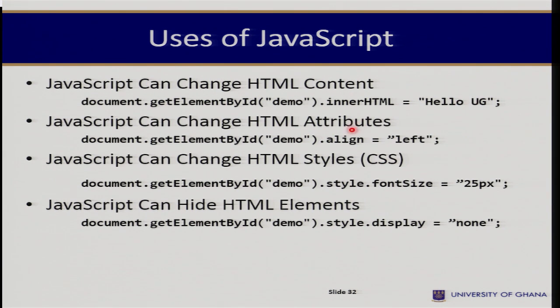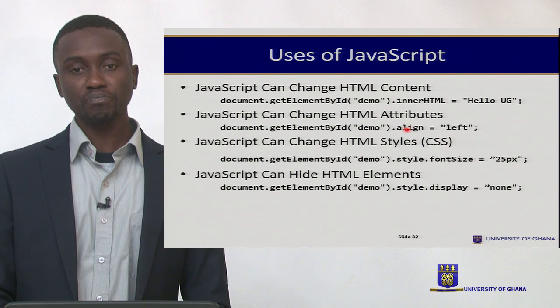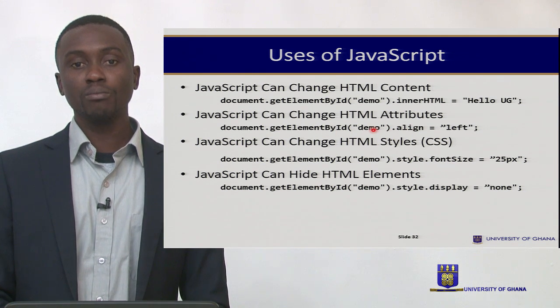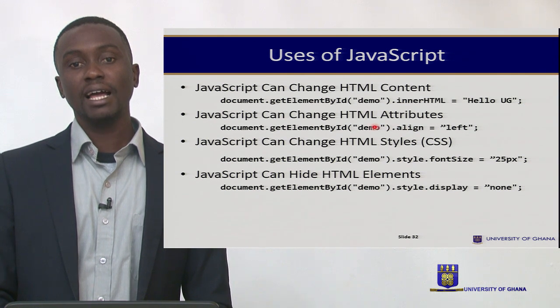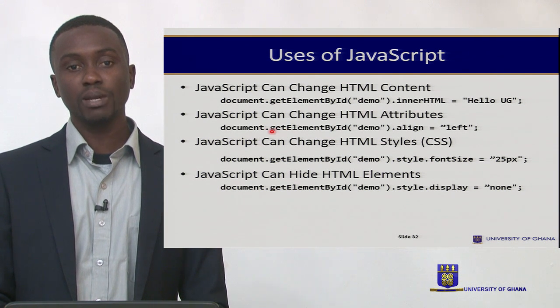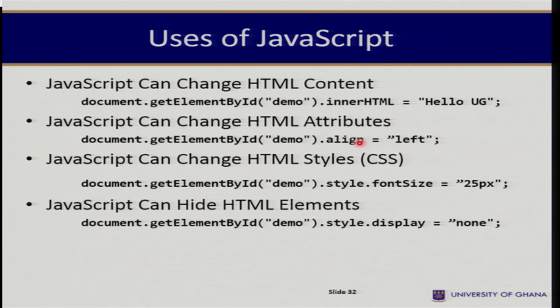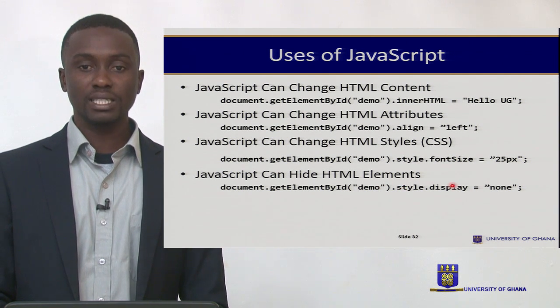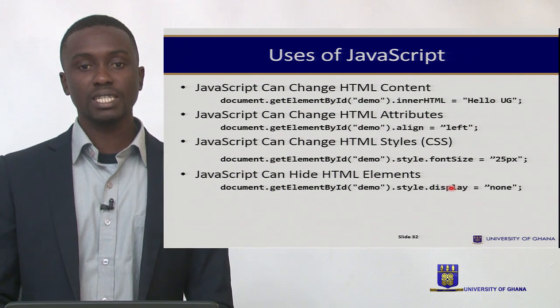The same way you can change HTML attributes, like the way we had left alignment and right alignment for our TD. You can actually scout through your DOM, the document object model, look for a particular TD with demo ID, and then you change the alignment to the left by doing document.getElementById demo.align equal to left, and so on. You can also do a similar thing to change the font size by doing document.getElementById.style.fontSize equal to the new font size you want. And then you can also even use it to hide elements by using style.display equal to none on document.getElementById.